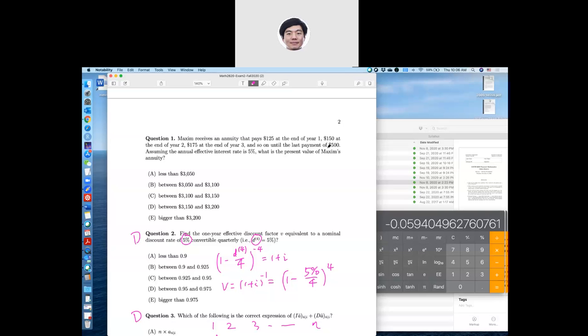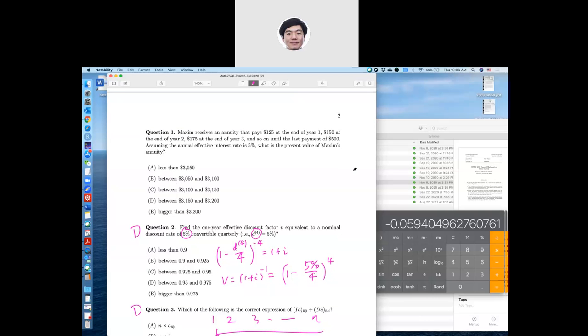Okay, start with question 1. Maximum receives annuity that pays 125 in year 1, 150 year 2. So always draw a timeline and label the payments, until the last payment of 500. So first you need to figure out what would be the number of years here. Okay, I start with 125. I go up by $25 each year.